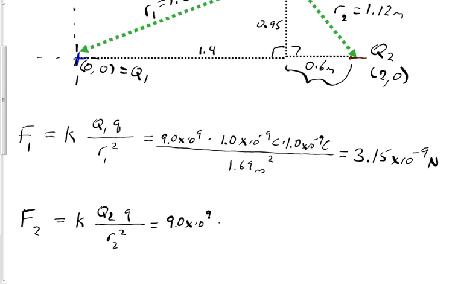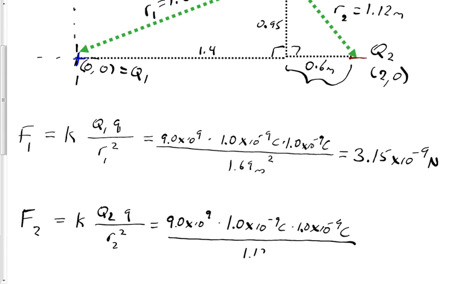So again, that's going to be times the same value of charge. So that's 1.0 times 10 to the negative 9th coulombs times 1.0 times 10 to the negative 9th coulombs. Yes, I know it could be squared. And that's all over r squared, which is going to be 1.12 meters squared. I like the way that looks better, so that way you recognize that the number and the units are squared there. That's going to give us a value of 7.17 times 10 to the negative 9th newtons.